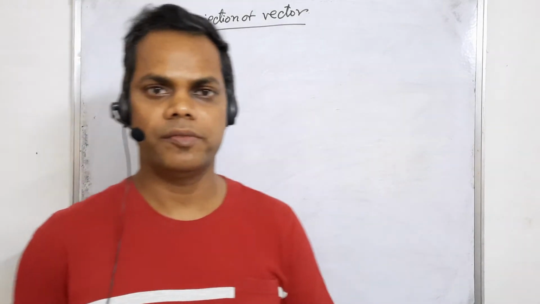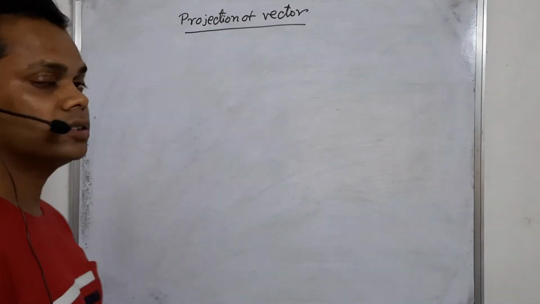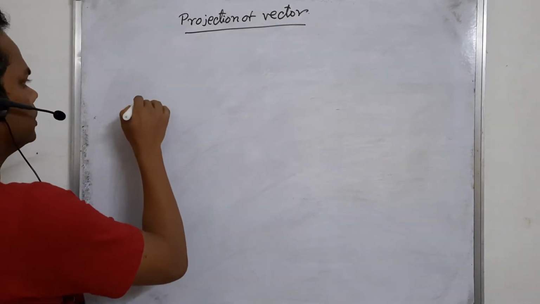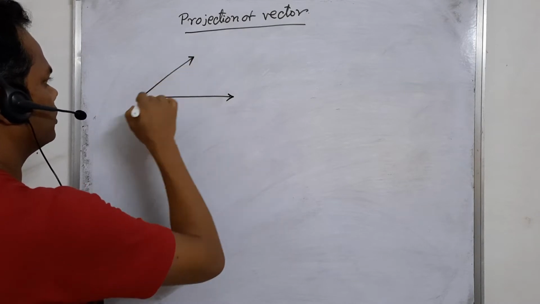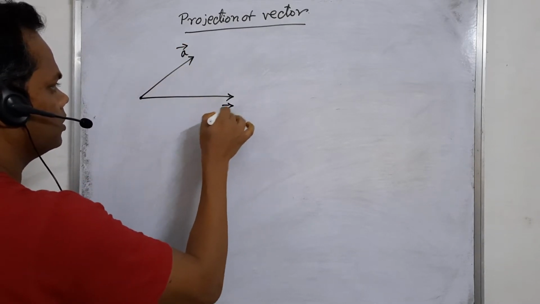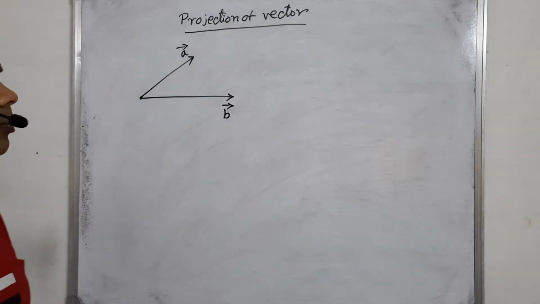Well, students, the topic of the video is vector. This is the second video on vector. In this video we discuss the projection of a vector. You see that this is one vector and this is another vector, two co-initial vectors. This one is a vector and this one is b vector. We have to find the projection of a upon b.